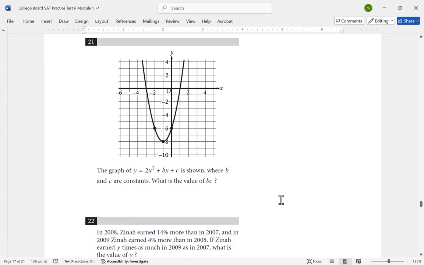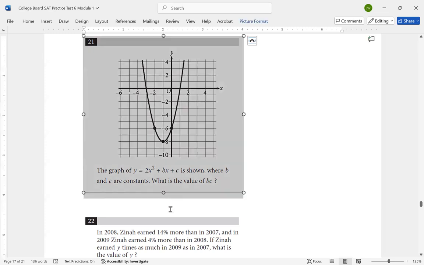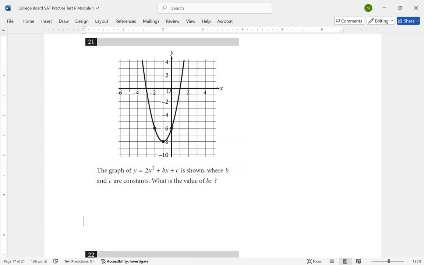Question 21. The graph of y equals 2x squared plus bx plus c is shown, where b and c are constants. What is the value of B times C? So what we need to do is figure out what's going on here and figure out the value of B, the value of C, and then multiply them together.